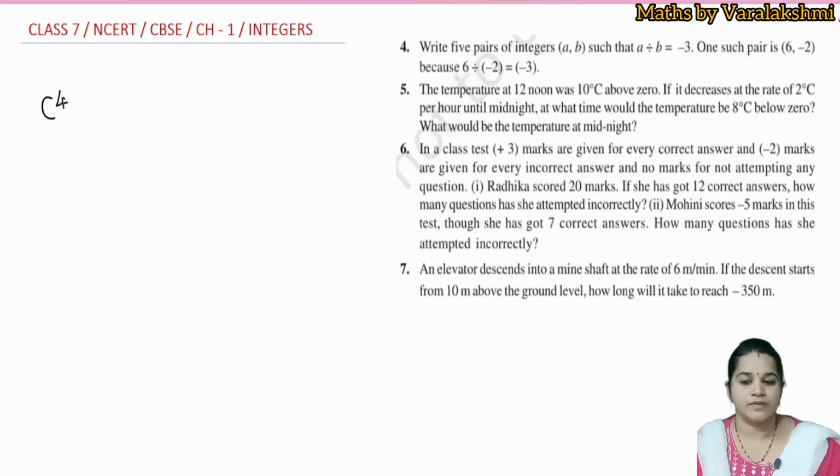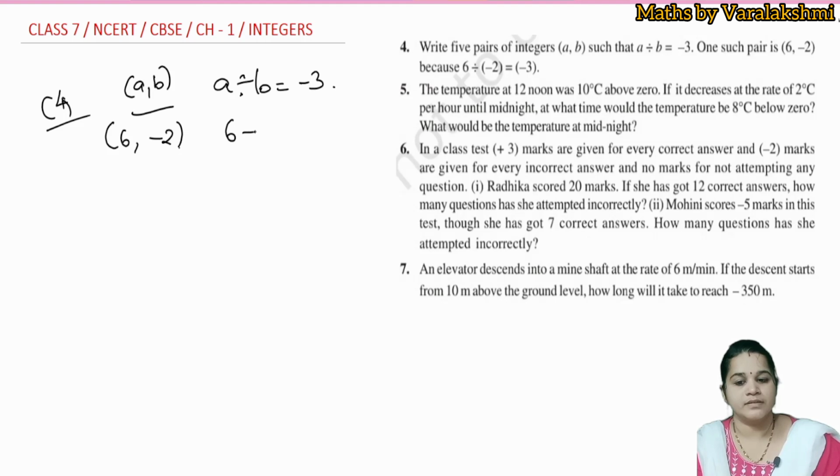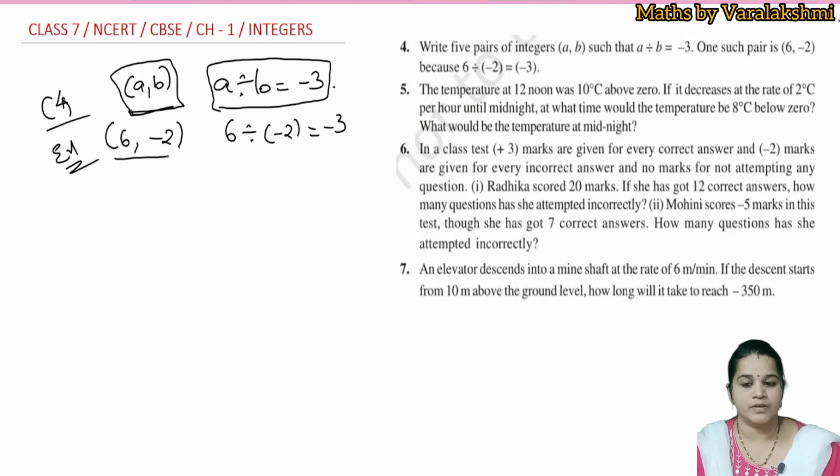Now the fourth question: write 5 pairs of integers a comma b such that a divided by b is equal to minus 3. One such pair is 6 comma minus 2, because 6 divided by minus 2 is minus 3. We need to write the pair of integers a comma b, and this condition should be satisfied. They have given one example, because 6 divided by minus 2 is obviously minus 3. Simply we will write 6 by minus 2 only.